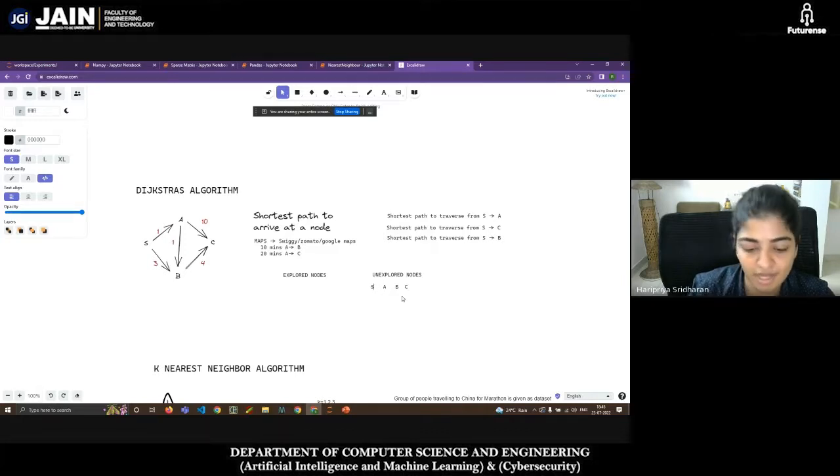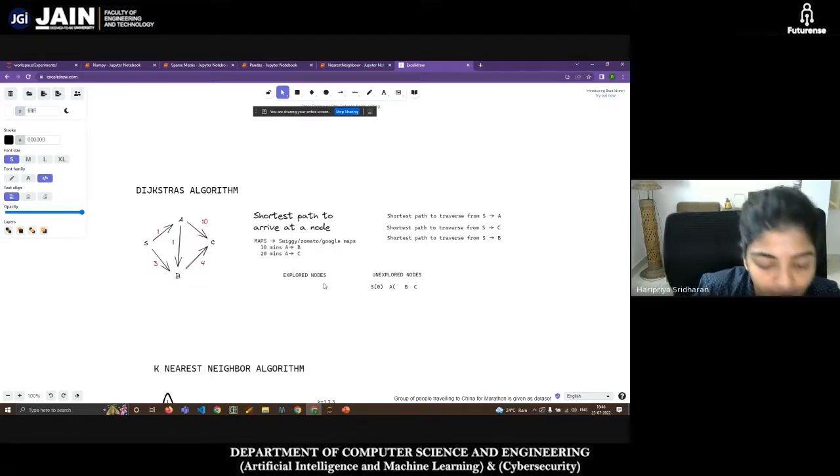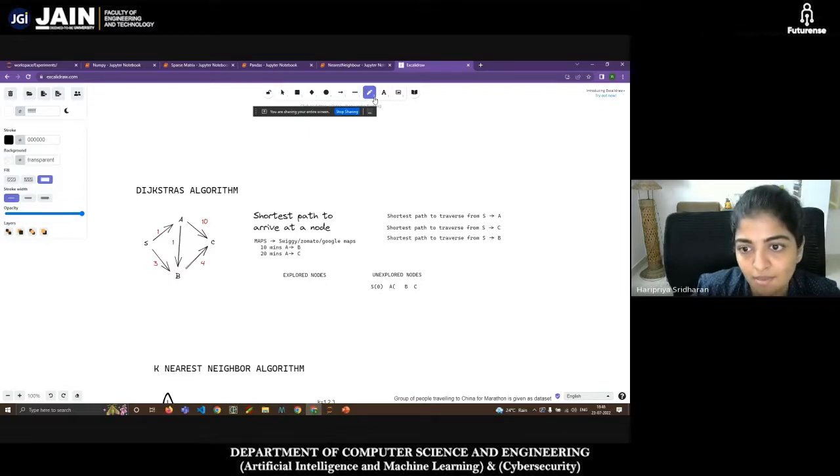And we know we are going to start with one node. So traveling from the same node, from S to arrive at S, is going to be 0. But the other nodes currently are unexplored. So this is infinity.